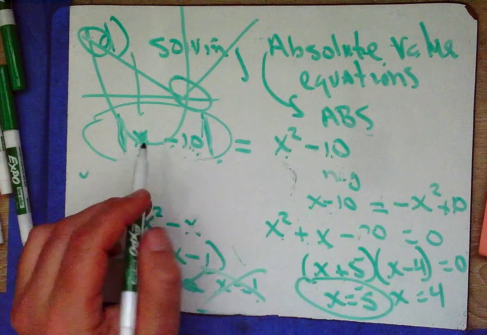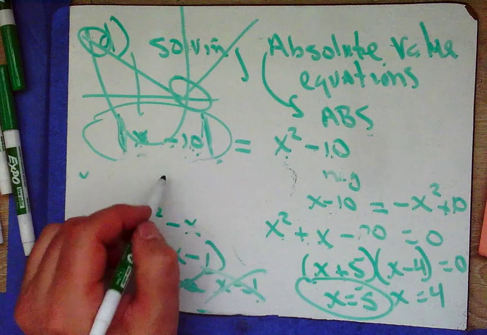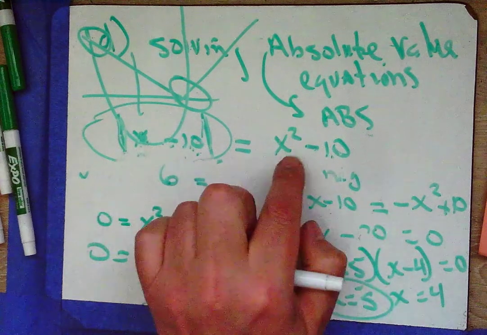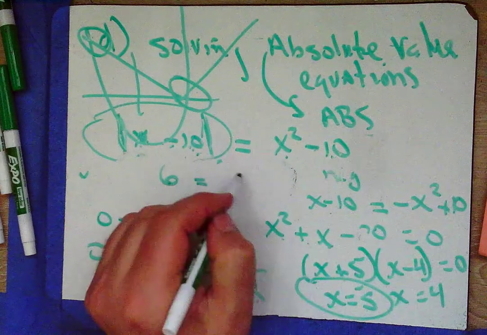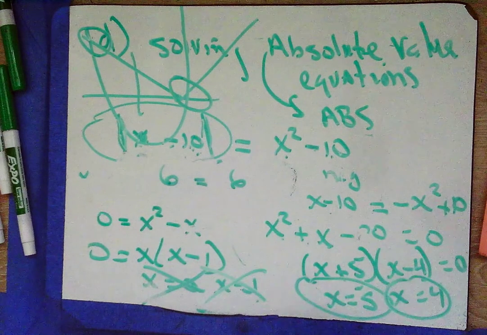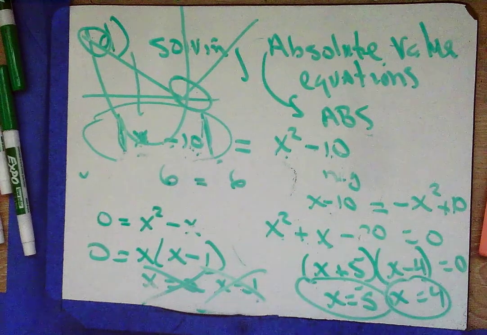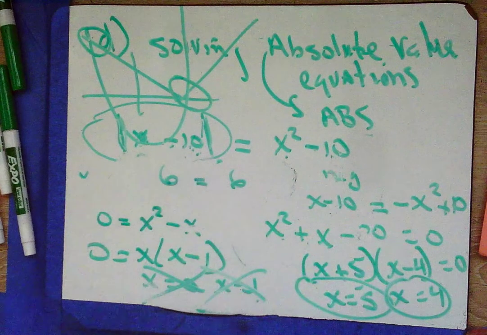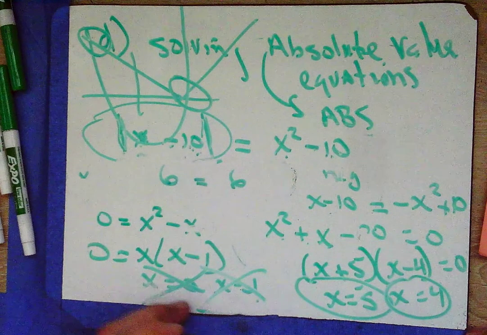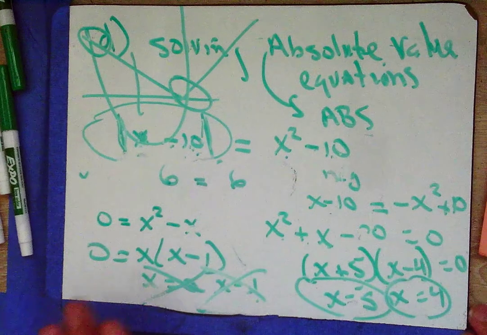4 minus 10 is negative 6. The absolute value of negative 6 is 6. 4 squared is 16. 16 minus 10 is 6. Nice. So we got two solutions. But had we just done the work, we would have claimed all 4. This is a must check.